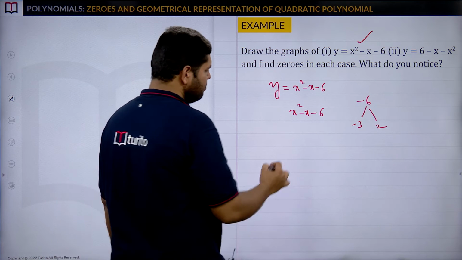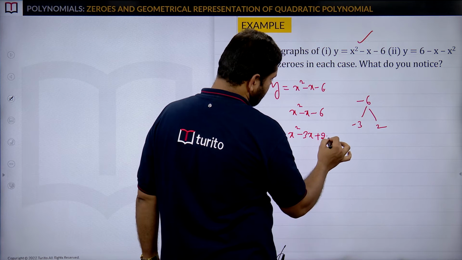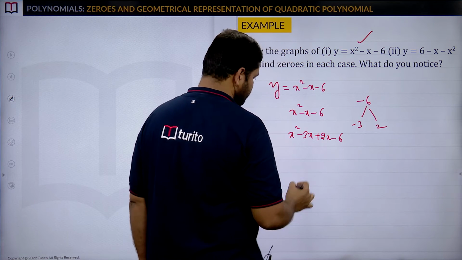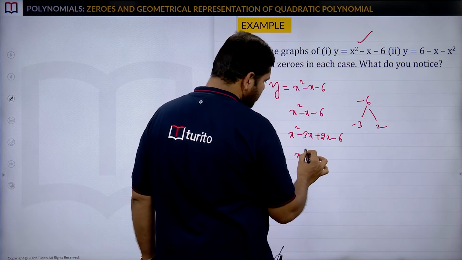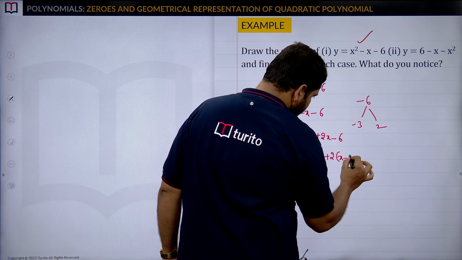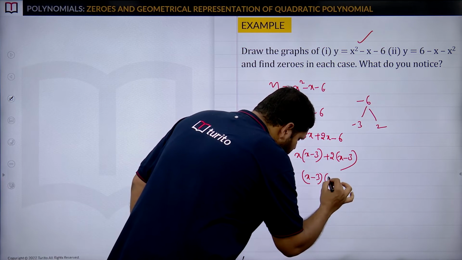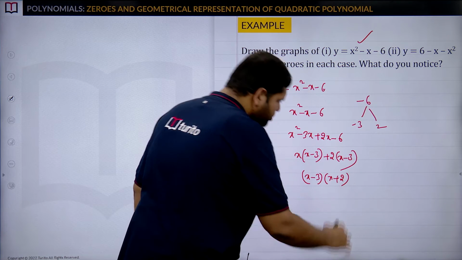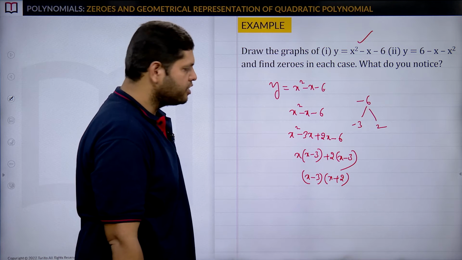So what I am writing? This is x square minus 3x plus 2x minus 6. We can write this by taking x common: x minus 3, and taking 2 common, again x minus 3. So if I take x minus 3 as the overall common, I will get x plus 2. So we can write it as (x minus 3) into (x plus 2).